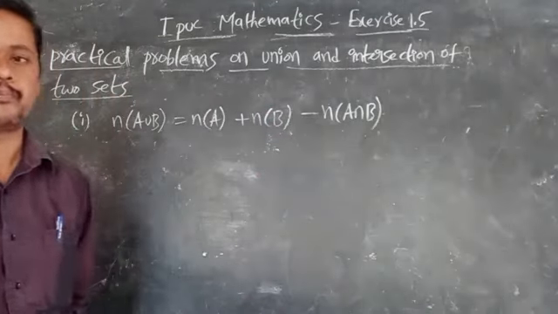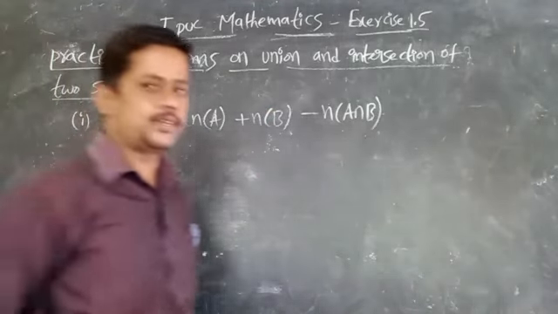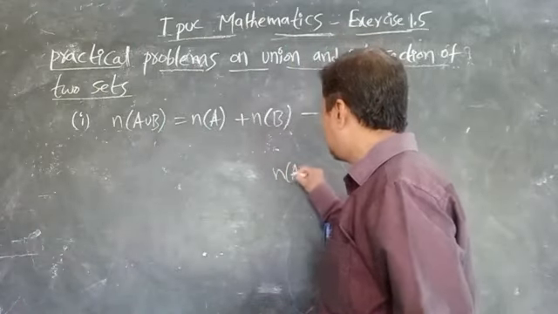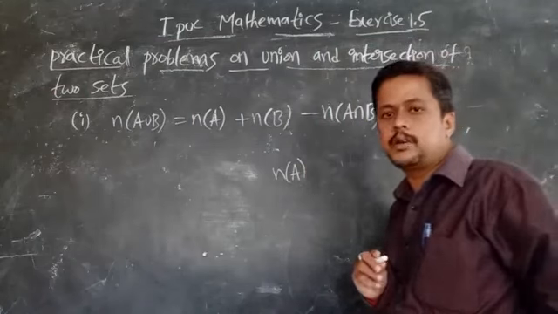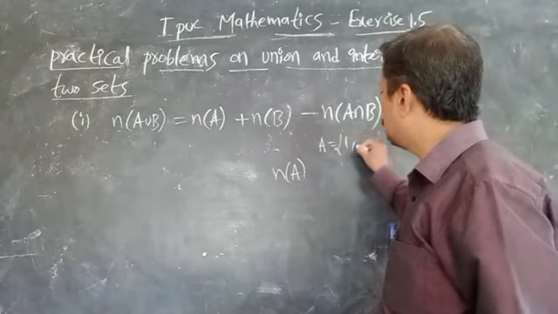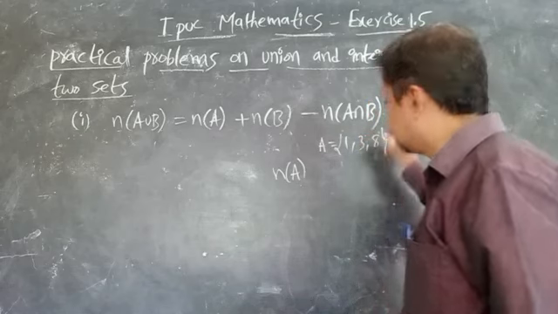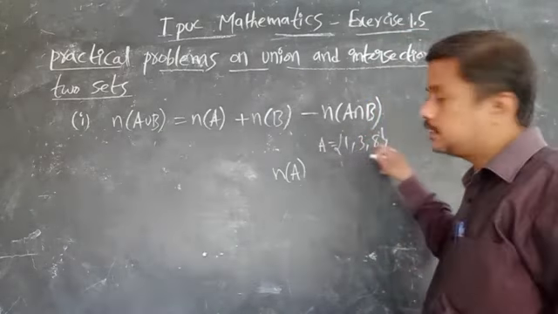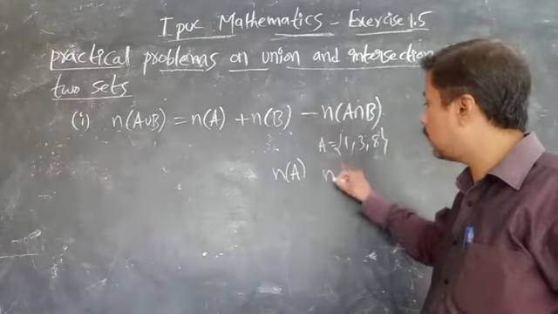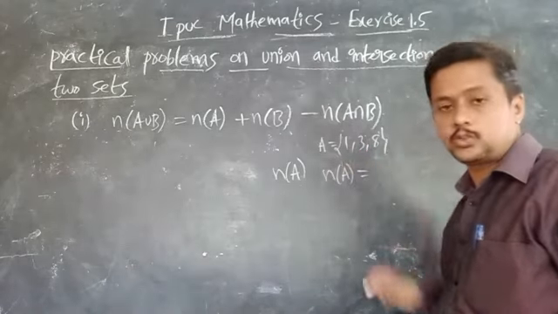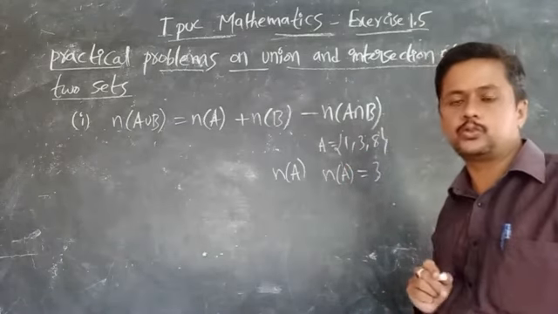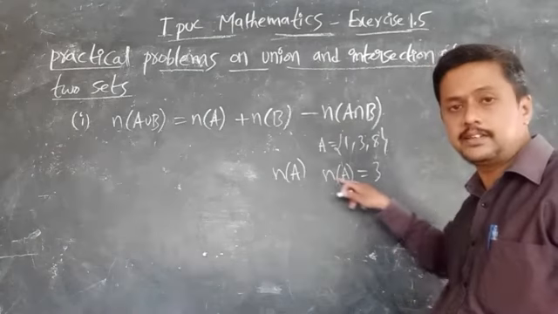Sir, what is n of A? So n of A means the number of elements in A. Let us take one example. A is equal to 1, 3, 8. One set is there, so the set A is equal to 1, 3, 8. Therefore what is n of A? How many elements are there? 1, 2, 3. So n of A is equal to 3. Number of elements in set A.